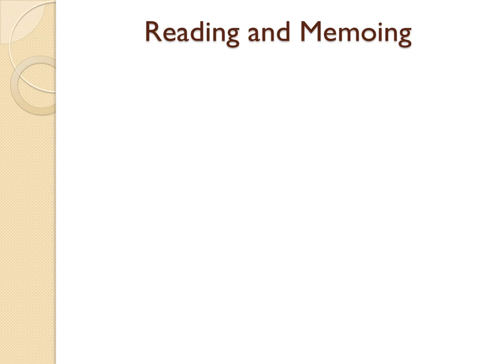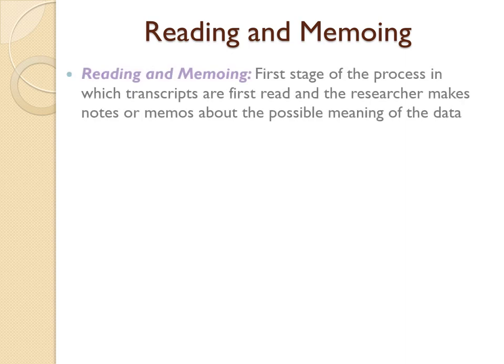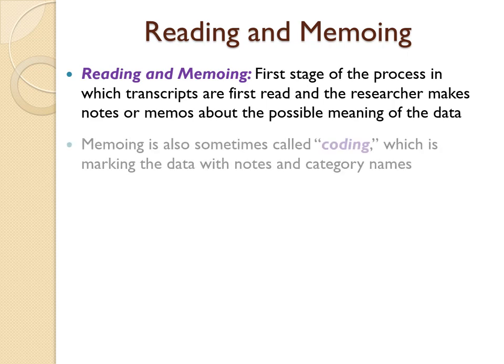Reading and memoing is the second step in qualitative analysis. This task involves the initial process of first reading the transcripts and starting to make notes or memos about the possible meaning of the data. Memos are notes about your ideas, reflections, and insights about what the data mean, and this is sometimes referred to as coding, which refers to marking the data with notes and category names.